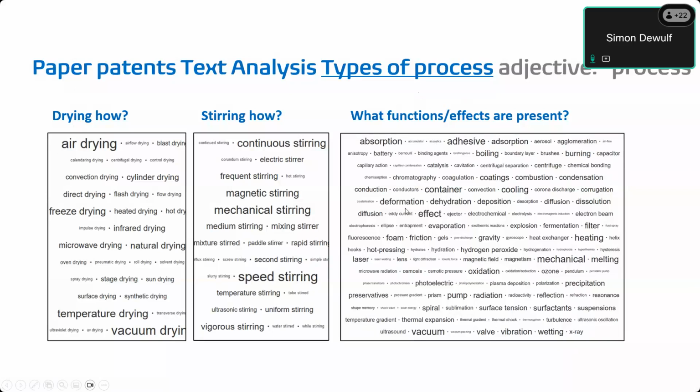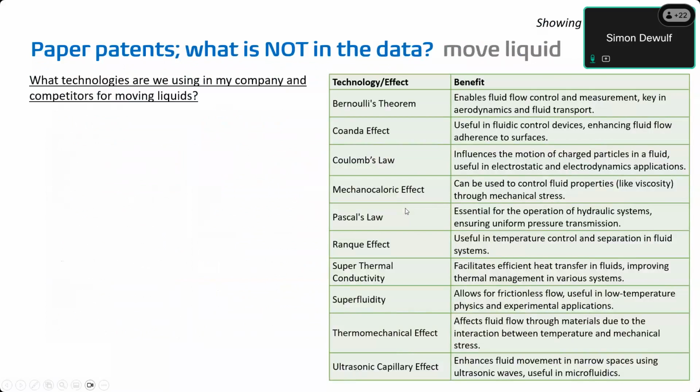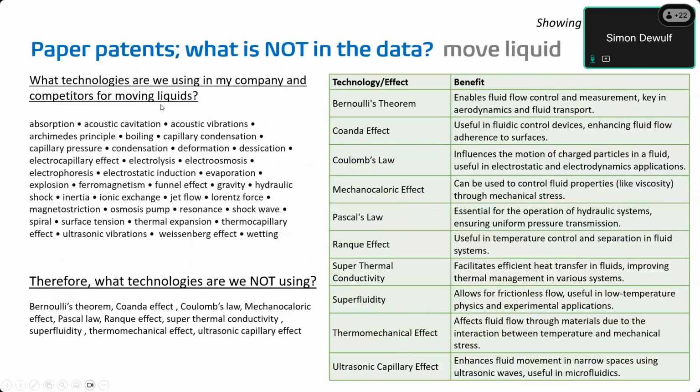Now, in this area, we have a trend now of showing what is not in your data. And I think that means if you say, for example, in my industry, if we're trying to move liquids, I'm just saying something, these are the ways people are, and that's interesting, but more interesting could be which technologies are we not using? Because if we have a full database, we could say, well, actually, we're not using these areas, these technical elements.